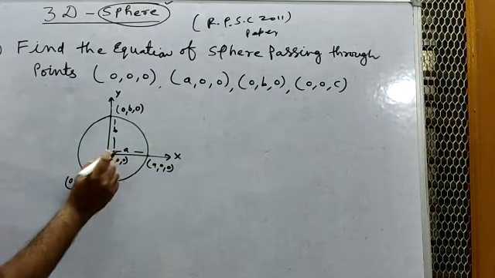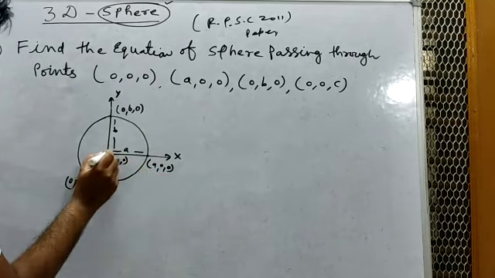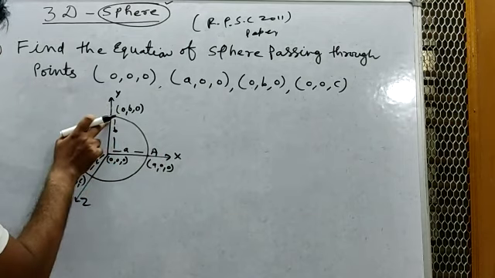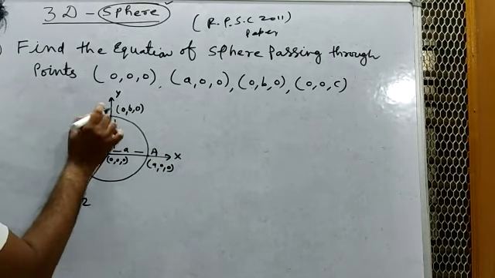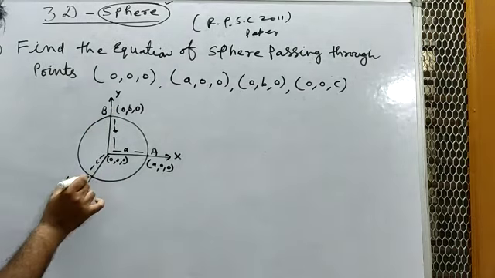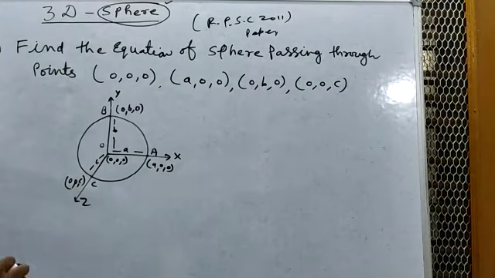That is origin point 0, 0, 0. That is A, 0, 0. Its distance from origin to point A is A. This point is 0, B, 0. Its distance from origin to B is B. This point is 0, 0, C, which is at distance C from O.